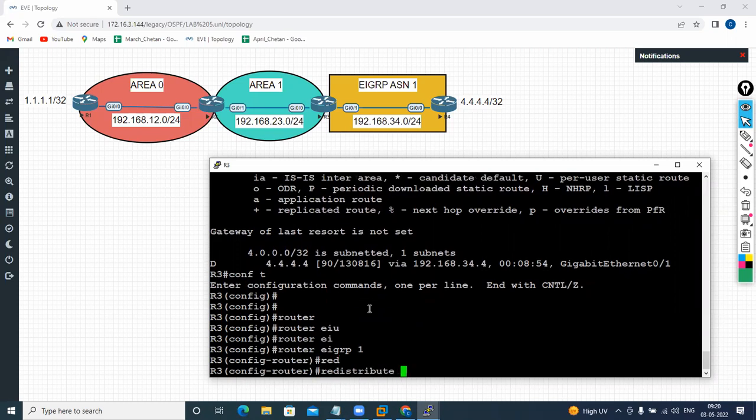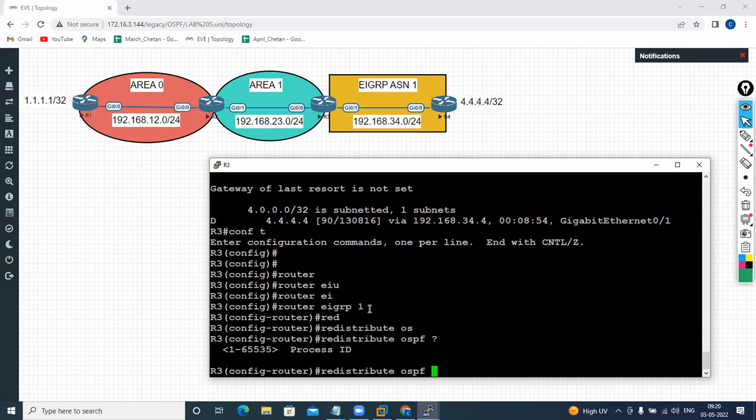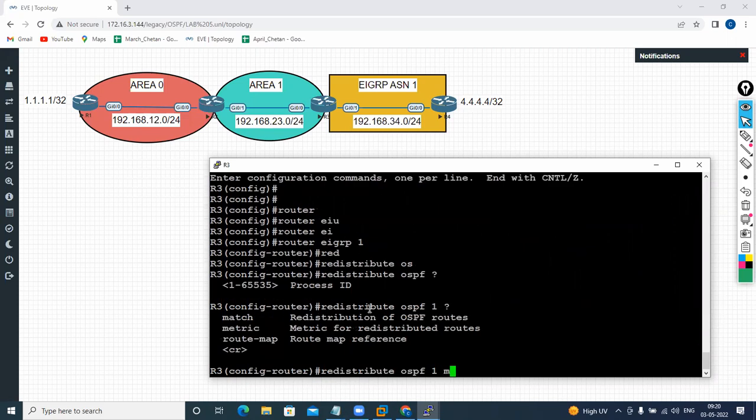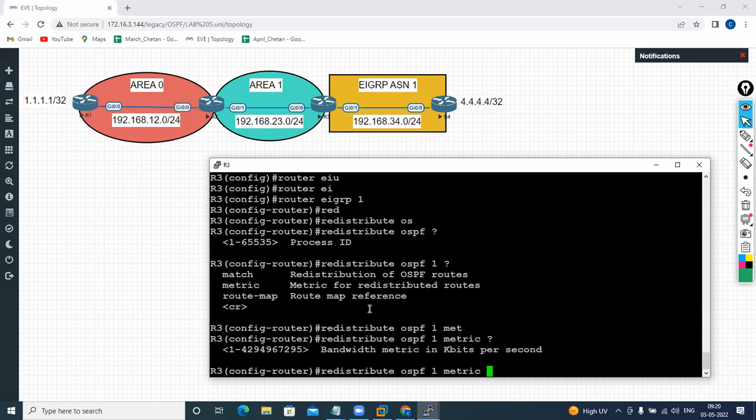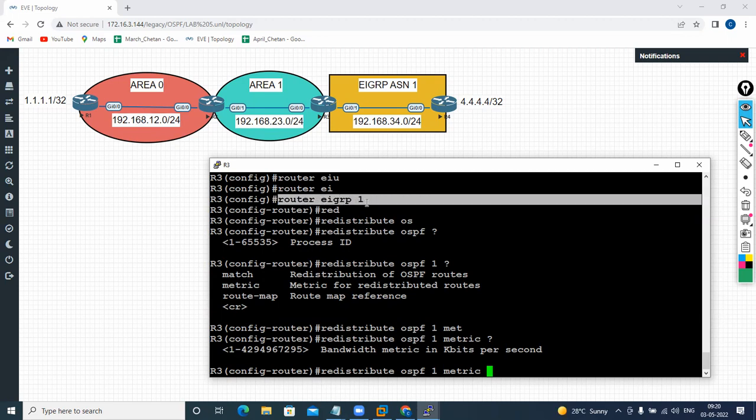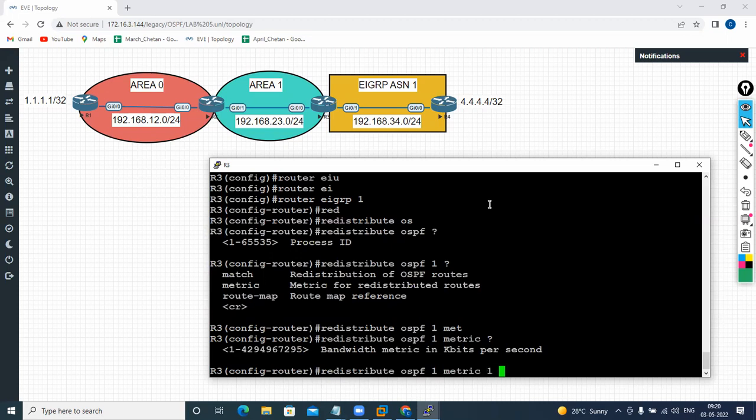So redistribute ospf, and you need to mention the process ID here, 1, and then the metric. You need to mention the metrics, that is bandwidth, delay, load, reliability, and MTU, because we are redistributing into EIGRP. Always, if you want proper output, go to show interface name, then there will be bandwidth and delay. You can just copy paste there. In the exam, you'll get bandwidth, delay, load, reliability, and MTU as 1 1 1 1 1. You can just substitute this.